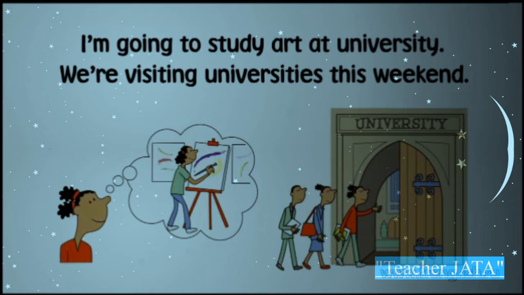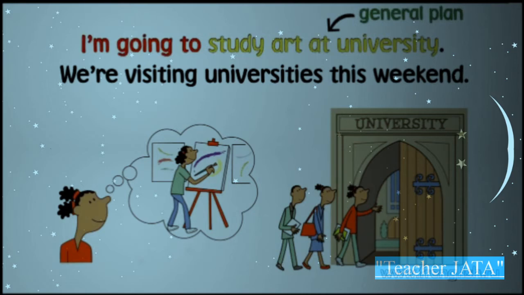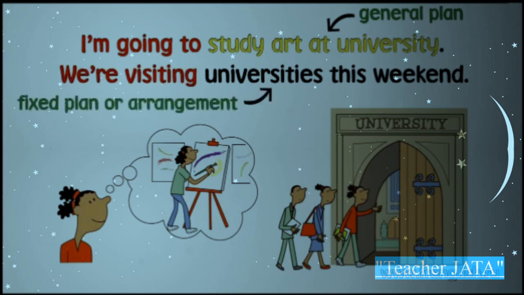We usually use be going to talk about general plans and intentions. We usually use the present continuous to talk about fixed plans or arrangements when the plan has a fixed time or place.